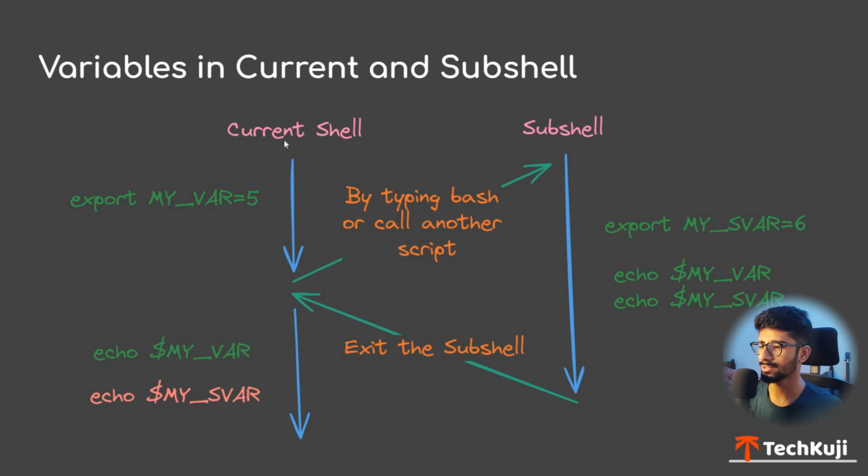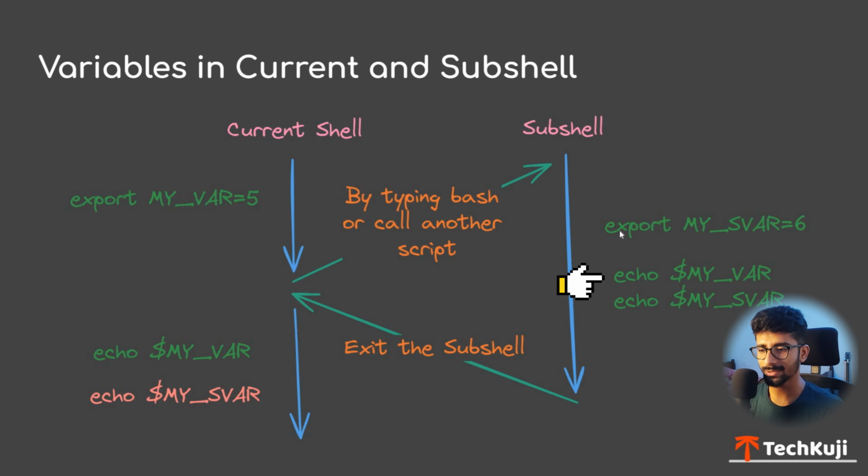Suppose in the current shell we have this export. This export means we are defining a global variable. If we remove the export, then my_var is a local variable. If we put export in front of any variable, it becomes a global variable. So this, export my_var equals 5, is a global variable. Now after this, we type bash, or call any other script, and it will open a subshell. In the subshell, if we do echo my_var, the value will get printed. The output will be 5.